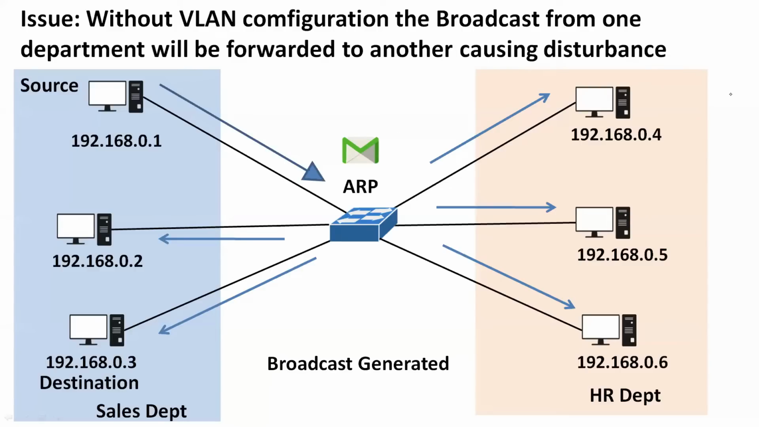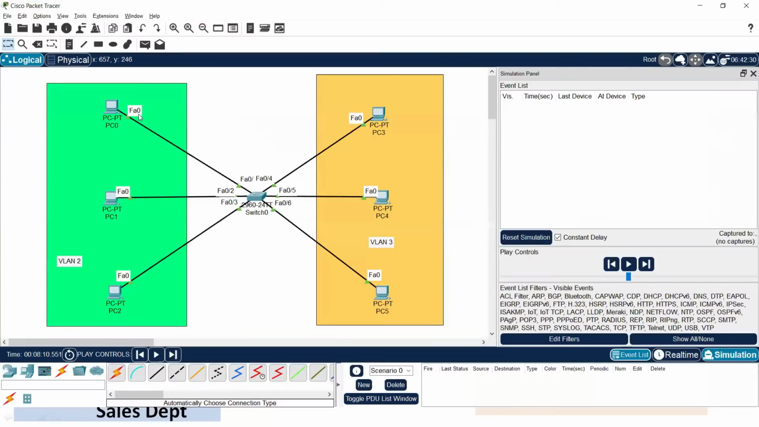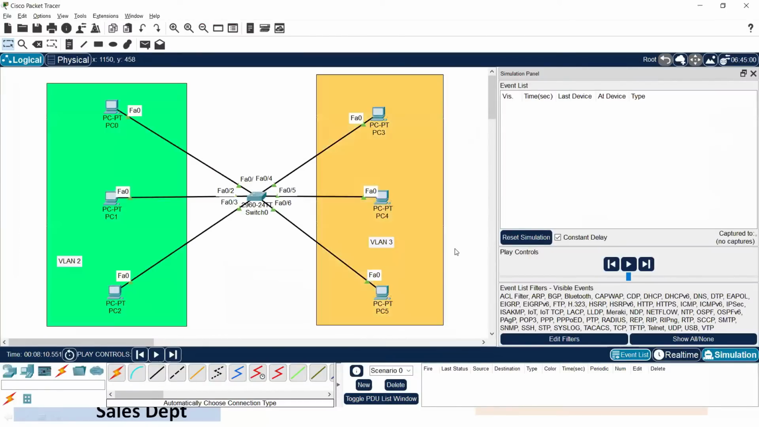Before going on to discuss VLANs in detail, let's move to our network. Let us assume we have a network like this. There are two different departments. This is our HR department, and this is our sales department, right? We are using an HR department and a sales department. This is our Cisco Packet Tracer, in which we are going to capture the packets.